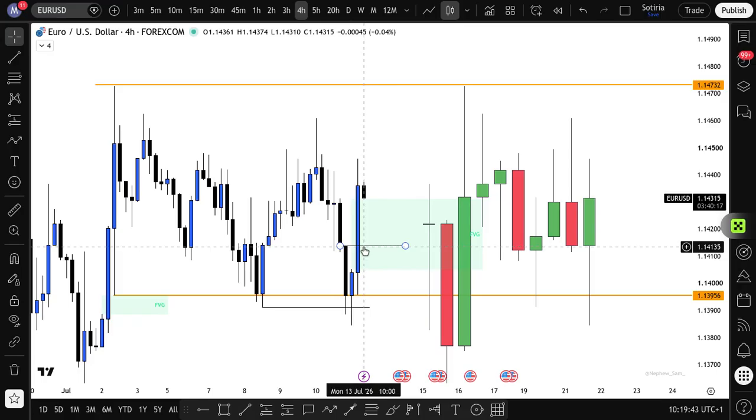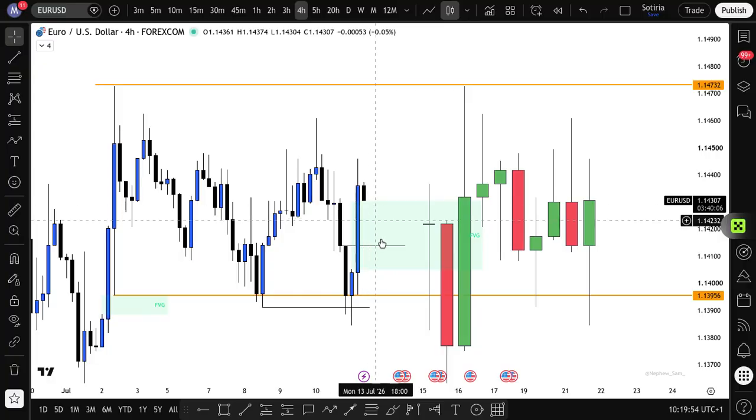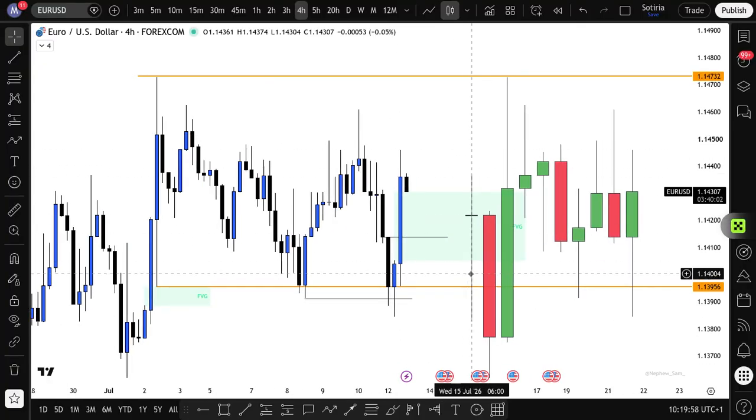I'll prefer taking this, because right now you can see that Euro USD is moving with a very huge volume. So the chances of price coming down to this point might be very low. You might just see a retest from here and then it disappears. So that is all for Euro USD.